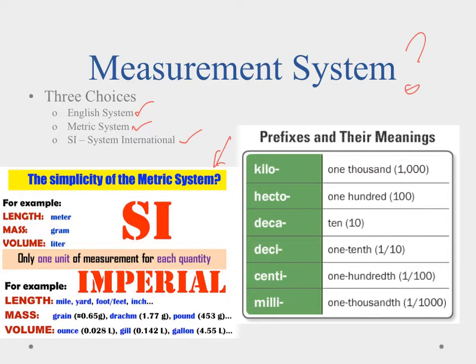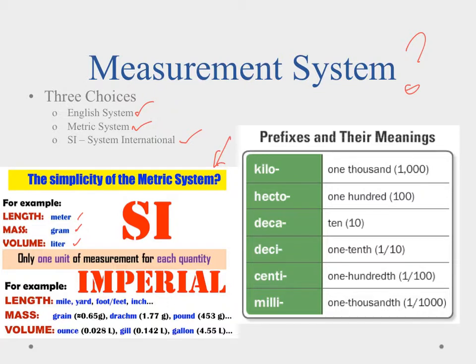It's basically a simplified form of the metric system, but it's set for scientific use. For example, we have length, there's 1 unit. For mass, there's 1 unit, and for volume, there's 1 unit. So we have the meter, the gram, and the liter, and that's what we use for each one.